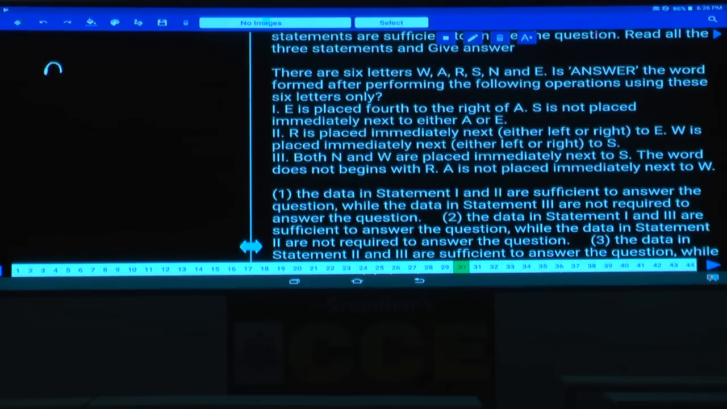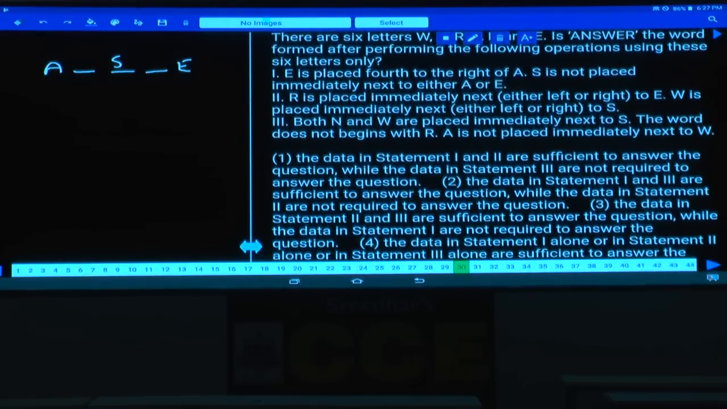Now I am checking out only condition number 1 alone. E is 4th to the right of A. S is not placed immediately next to either A or E. S is not in these 2 places, S can be at this place. Now this is the only thing. With the help of this one, there is no information given about the remaining 3 letters, hence 1 alone is not sufficient, which implies that choice 4 is completely ruled out. Done with this?